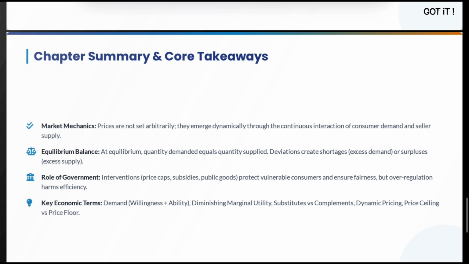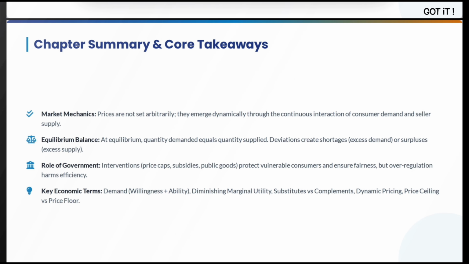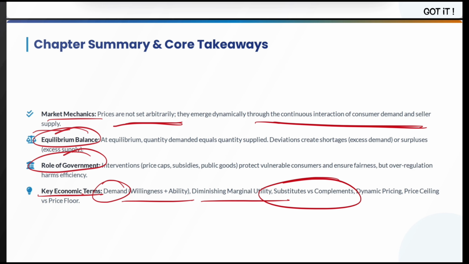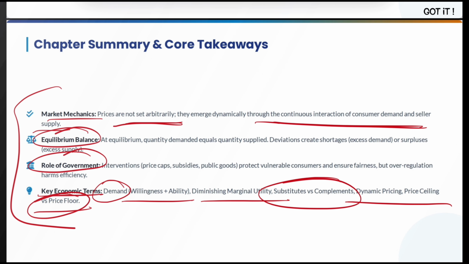With this, we have come to the end of the chapter. We have studied market mechanisms and how prices are not set randomly; they come from a continuous interaction of consumer demand and seller supply, the equilibrium balance, and the role of governments. The key economic terms were demand, willingness plus ability, diminishing marginal utility, substitutes and complementary goods, dynamic pricing, and the price ceiling versus the price floor. This is all you've learned in this chapter: the price puzzle, what drives the market.